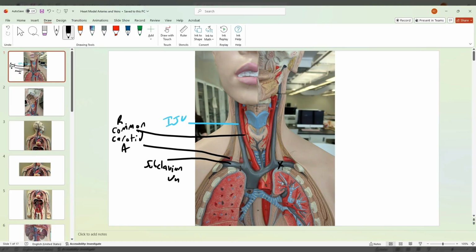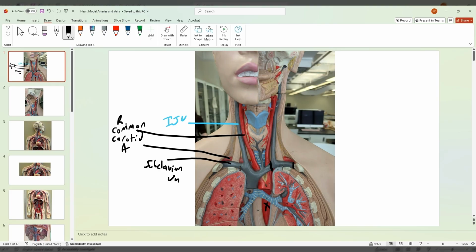Put a sticker here, this is the left subclavian vein. This right here would be the left internal jugular vein. And then this right here is going to be the superior vena cava. So again, from here to here is going to be the left subclavian vein. From here to here is the left brachiocephalic vein. And from here down to there is going to be the superior vena cava.